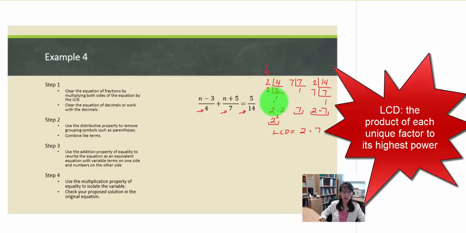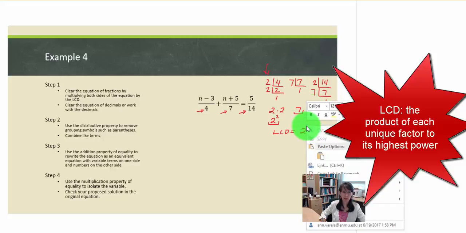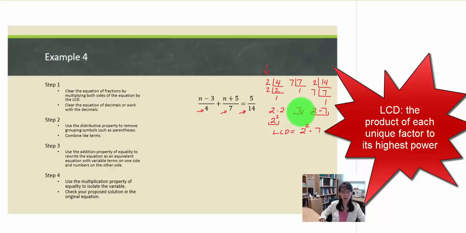For our first denominator of 4, I had 2 squared. That is a higher power than 2 to the first. So I need to account for the higher power. Next, I've got 7. So I've got 7 to the power of 1 and 7 to the power of 1. Both of those are 7 to the power of 1. Don't combine them. They are from different denominators. So the best we can do is have 7 to the power of 1. So however much 2 squared times 7 is, that's our lowest common denominator. So that would be 4 times 7, or 28.